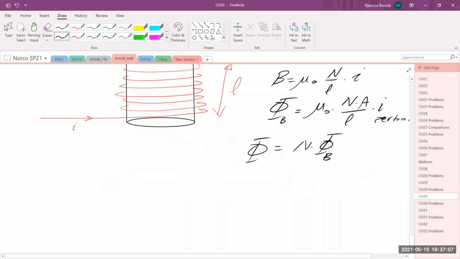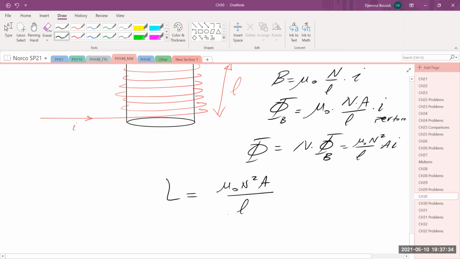But I don't have only one turn. I have actually N of them. So it's going to be N times phi B, which is going to be mu naught N squared over L times A times I. So in this case, the self-inductance is going to be just the multiplier of everything in here. So L is going to be mu naught N squared times the area A divided by L. This is like the capacitance.